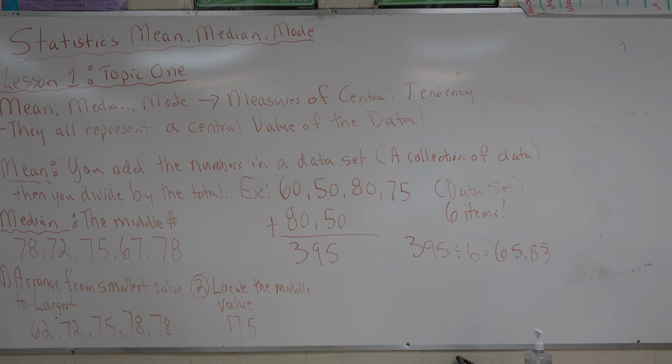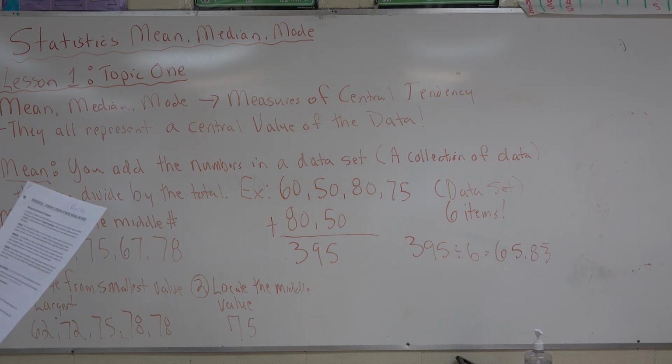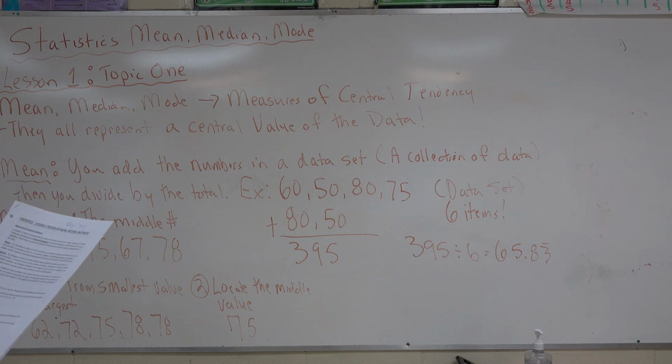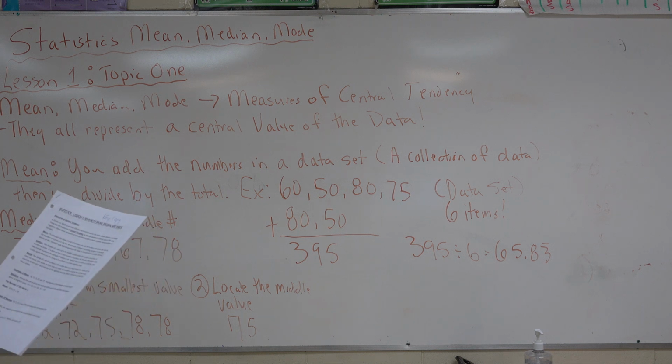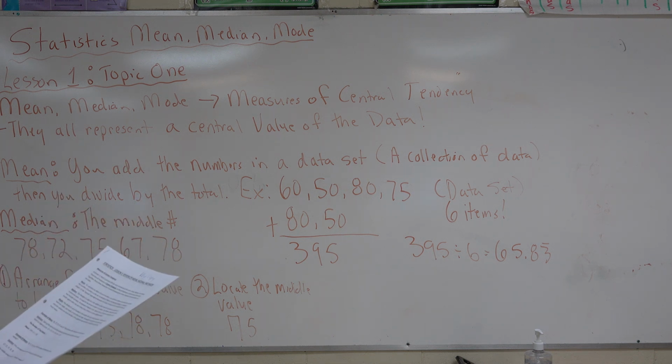Oh, before I forget, the example of mean in the handout is very similar to the one I've shown you. They have 78, 72, 75, 67, and 78, and they ask you to find the mean. So you add them all up, and their answer came out to be 370. There are 5 pieces of data in the data set, so 370 divided by 5 would give you the mean, or average, value of 74.